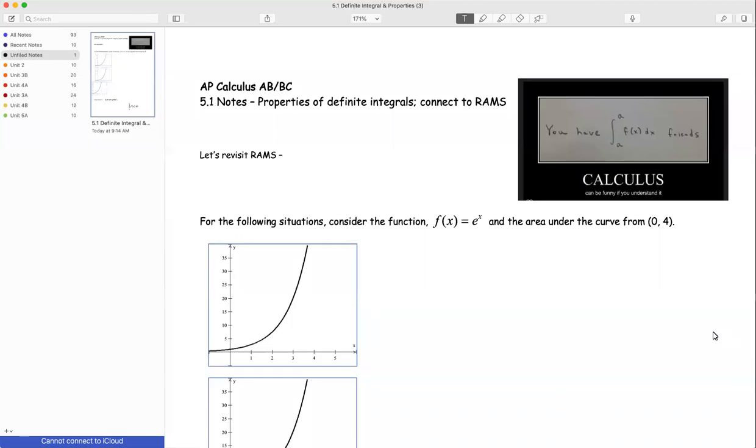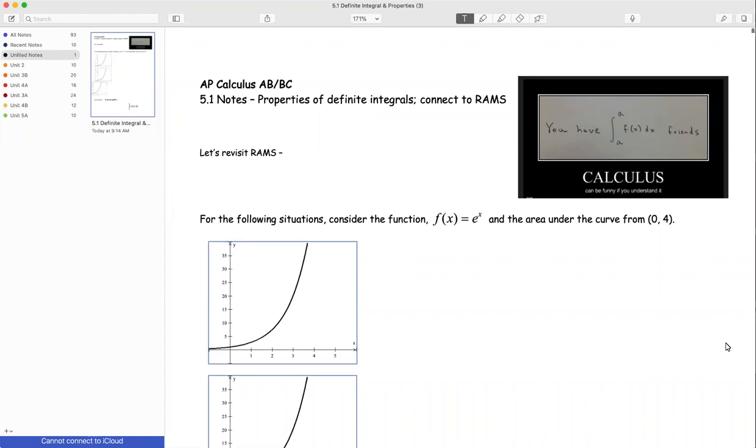So we're going to start with a little review, a revisit of Riemann sums. So I have a function, f of x is equal to e to the x, and I'm finding the area under the curve from 0 to 4.